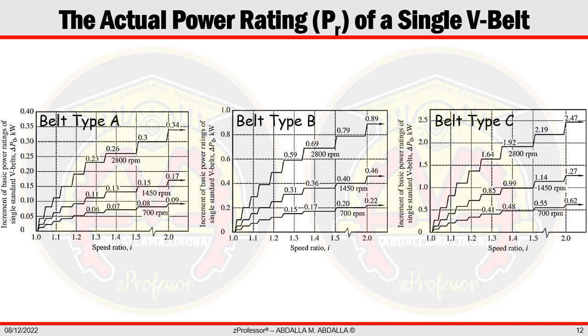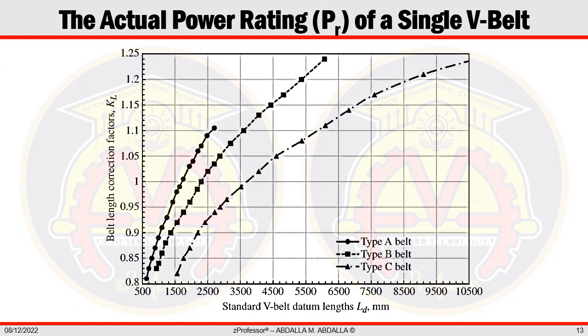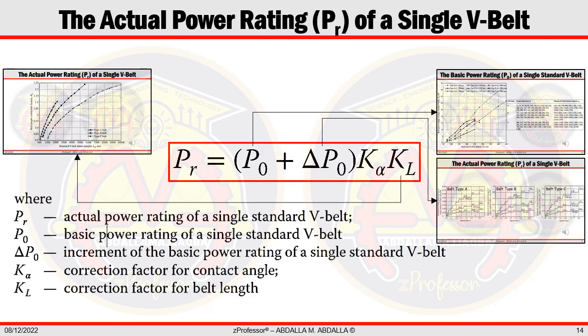The correction factor K alpha may be set to 1, 0.92, 0.82, or 0.69 respectively for contact angles of 180 degrees, 150 degrees, 120 degrees, and 90 degrees. By interpolation, the correction factor K alpha for additional contact angles may be found. Similarly, a belt length correction factor KL is added if the belt length is different from the prescribed belt length when the basic power rating is achieved, as shown in the figure. The actual power rating of a single V belt is modified as follows after accounting for this adjustment factor.